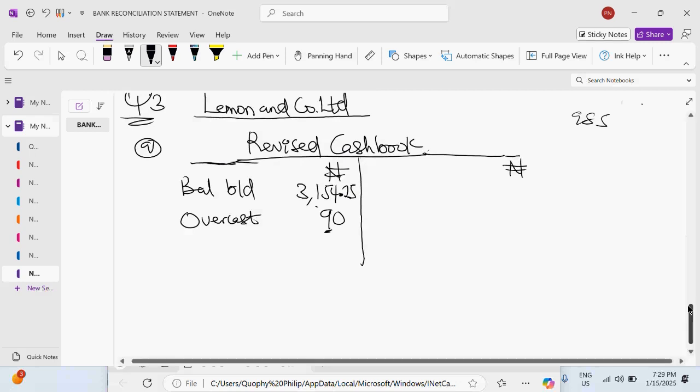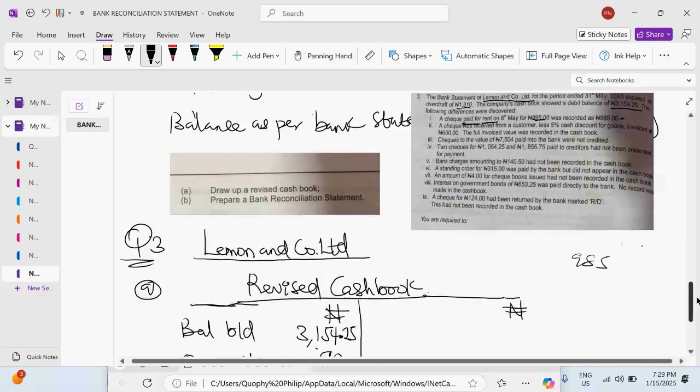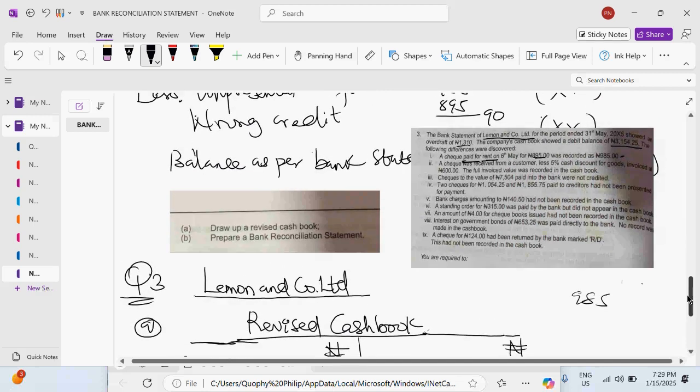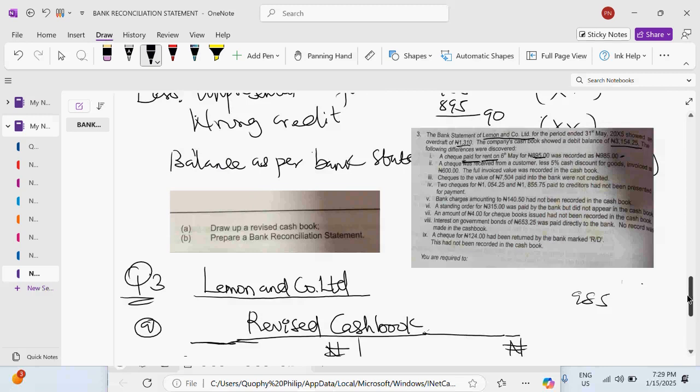All right. So what is our next transaction? A check was received from a customer, less 5% cash discount for goods invoiced at 600 naira. The full invoice value was recorded in the cash book. What? How can you do that?